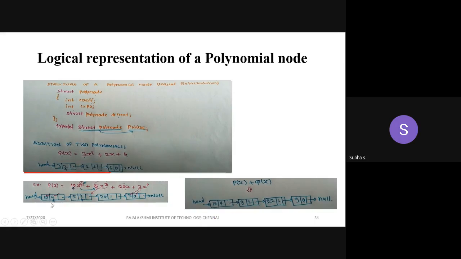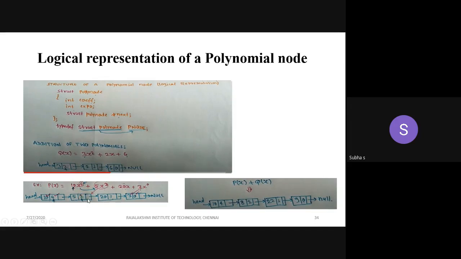I have placed the 10x power 4. So you have to move the pointer to the next position. For that only we are using that address field. Yes, you are pointing to the next position. P arrow next means it contains the address of the next node. It will point to 5. So now what you are having is 5x square. Now check the power in both the polynomials. Here also 2, here also 2.